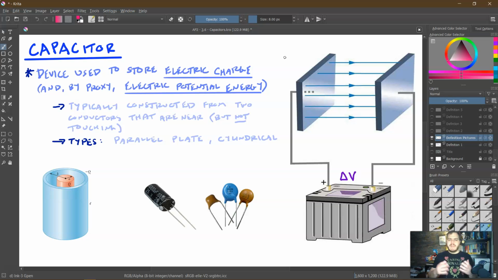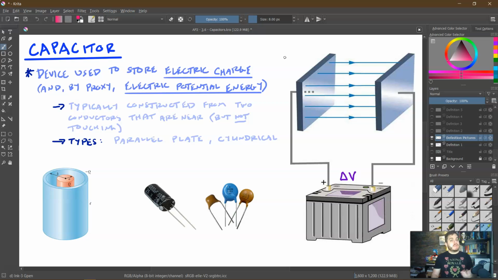So what is a capacitor? We've talked about it in a little bit of detail, but this is a device that's used specifically to store electric charge and, by proxy, therefore, to store electric potential energy. And it's usually constructed by basically putting two conductors near each other, but they cannot be touching.